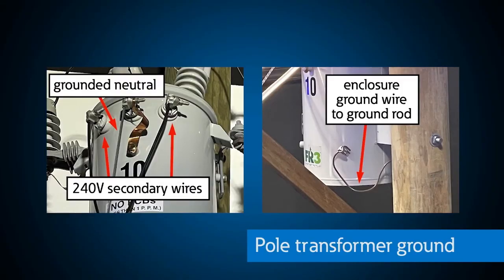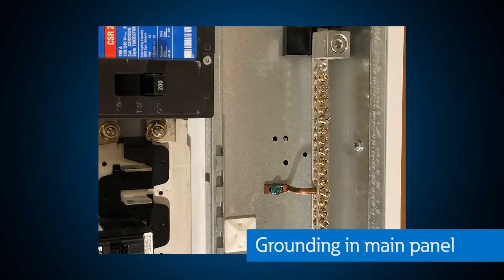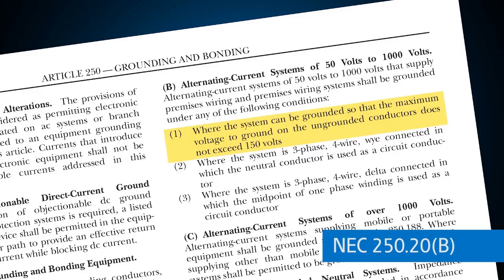This allows the utility to ground the transformer and you to ground your main load center without dividing the current going back to the source because there's only one wire. NEC section 250.20(B) tells us that all premises wiring systems shall be grounded when the voltage to ground on the ungrounded conductors doesn't exceed 150 volts.